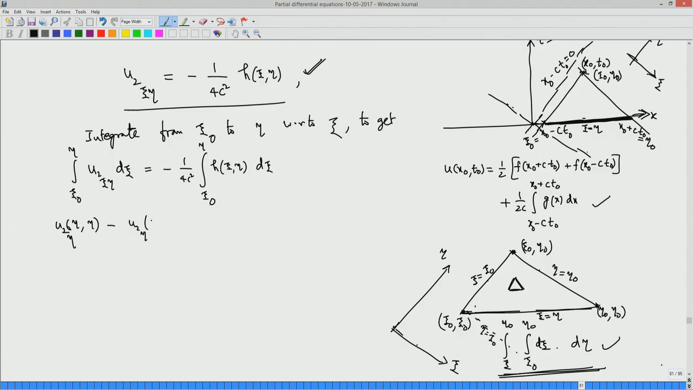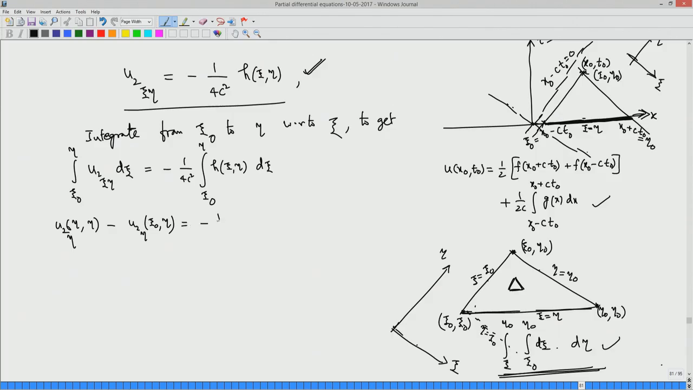Now, at xi I have xi naught. So, xi naught to eta, this is what we get after integration: dou xi of u2 eta. So, the u2 eta at xi equal to eta is this, and u2 eta at xi equal to xi naught is this. This is equal to the right hand side.